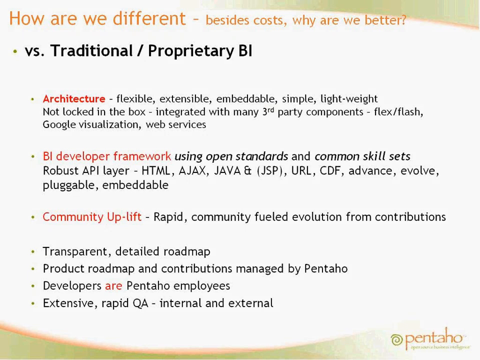We use an agile Scrum methodology, which helps us build sprints of building out the software very quickly. And there's extensive rapid QA, both internal and external. So it's not so much black box tested. It's tested all over from anyone who downloads and uses the software and believes in the open source model as well and is willing to see the power of Pentaho.